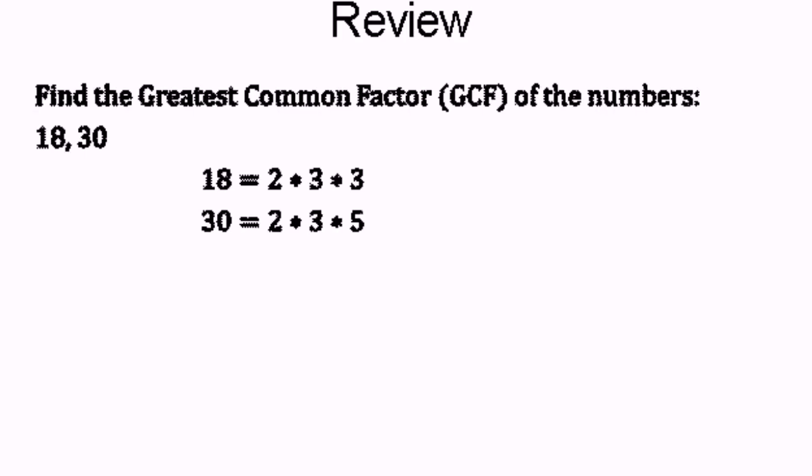18, 2 times 3 times 3. Ang 30 naman ay 2 times 3 times 5. Anong factors ang magkatulad sa kanila? 2 and 3. Ang gagawin natin ay i-multiply yung dalawa para makuha ang GCF, kaya naman ang GCF niya ay 6.